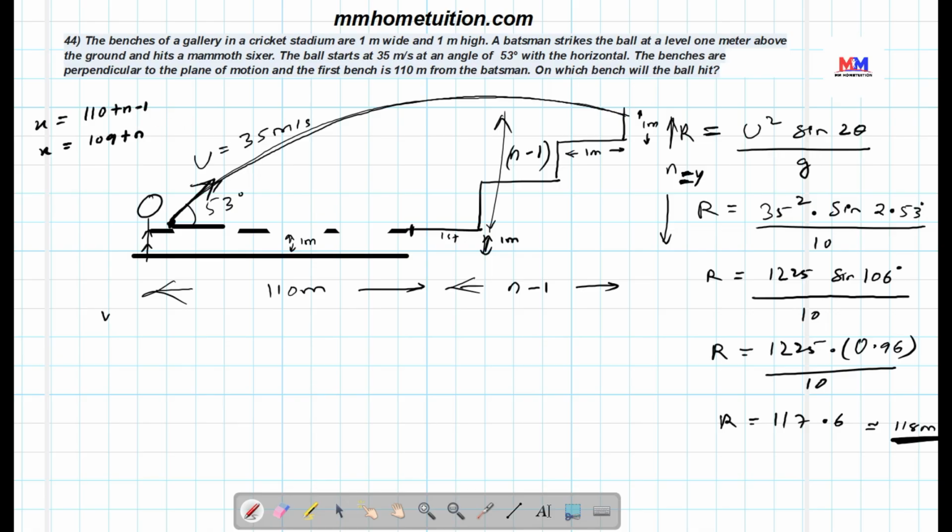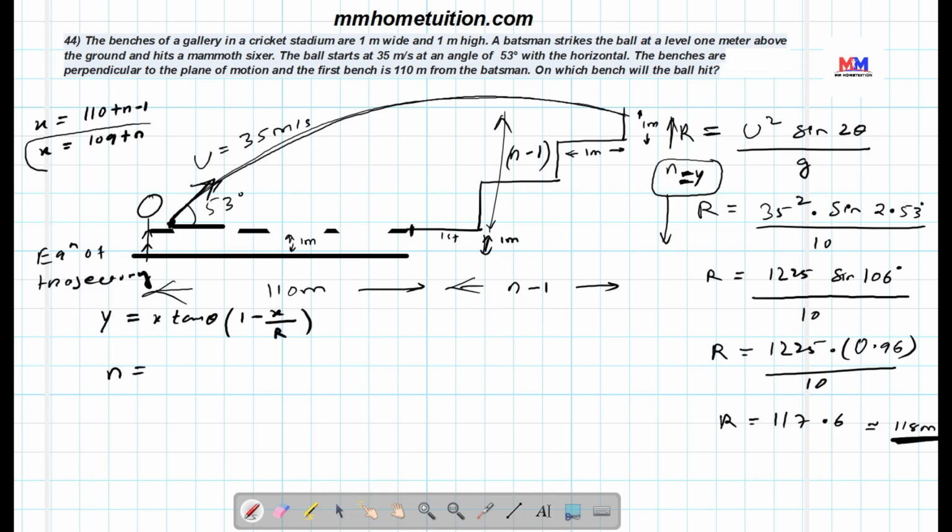So what is the equation of trajectory? The equation of trajectory is y equals x tan theta into 1 minus x divided by R. That is the formula for the equation of trajectory for the oblique projectile. So y equals n, we have taken y equals n. That is the y value. X equals 109 plus n. That is the x value.